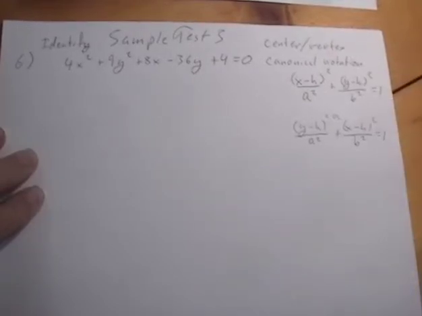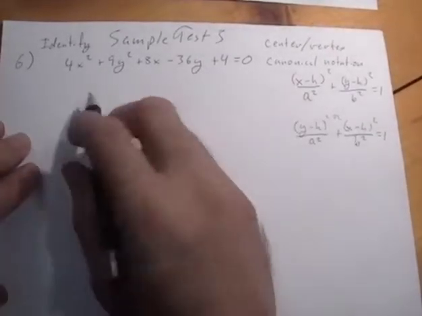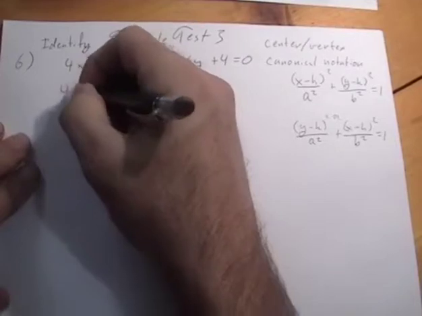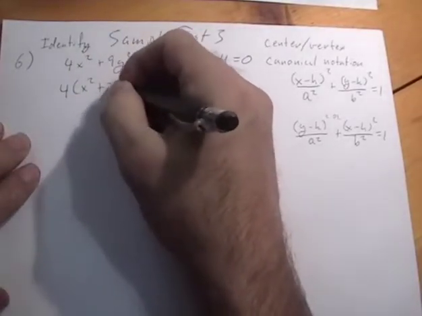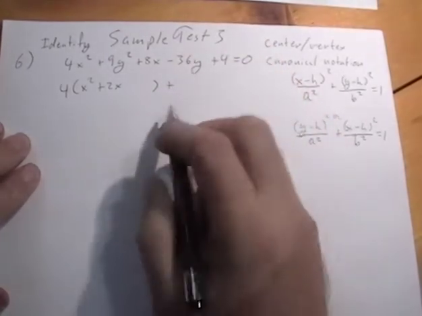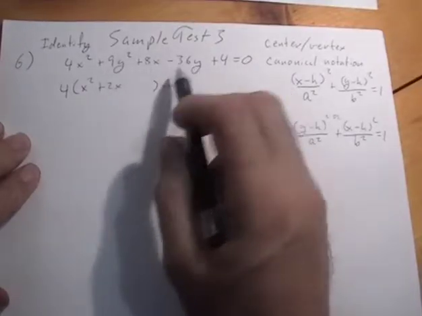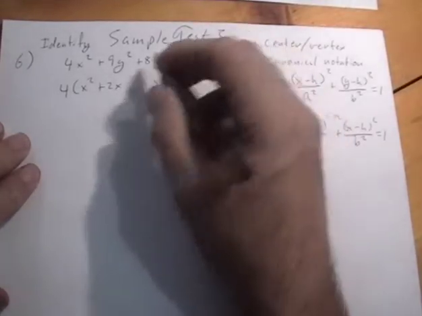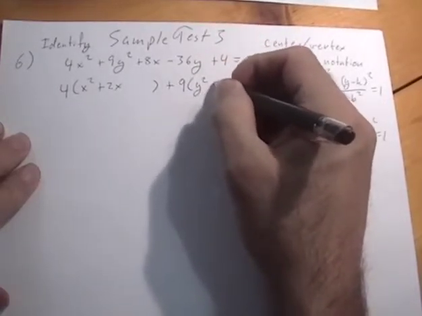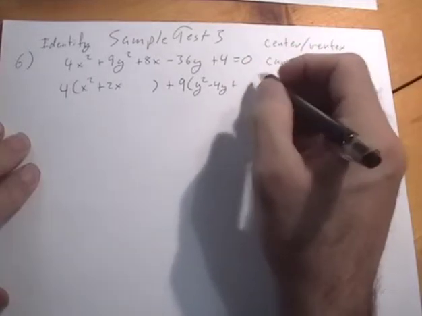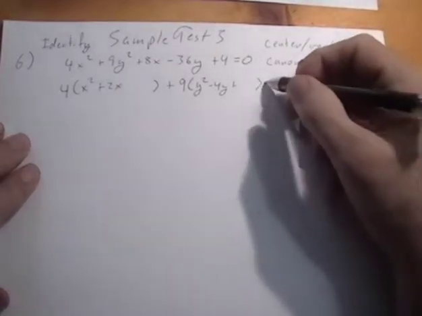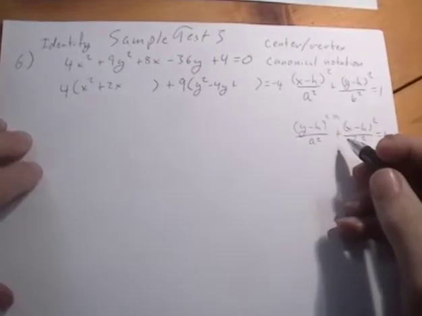To get there, I need to start by completing the square. First, I gather the x's together, and while I do, I'm going to factor out a 4. So I have 4 times x squared plus 2x. Leave a space. I'm going to gather the y's together, factoring out the 9. So that will be 9 times y squared minus 4y plus something. This 4 I'm going to move over to the other side as a minus 4.